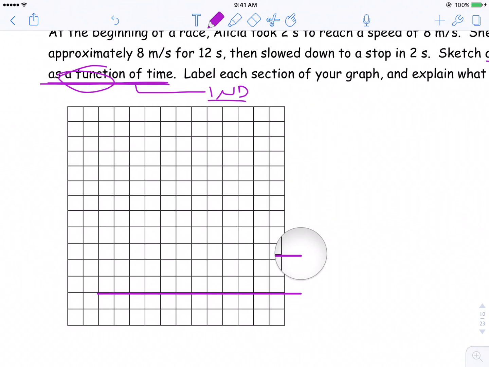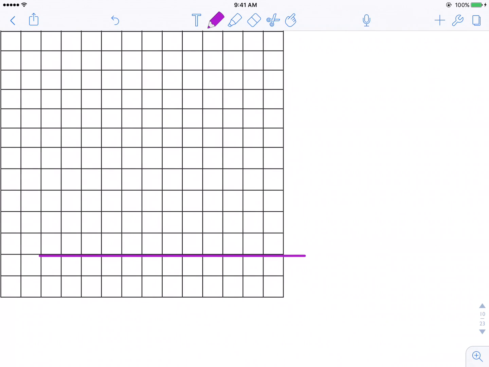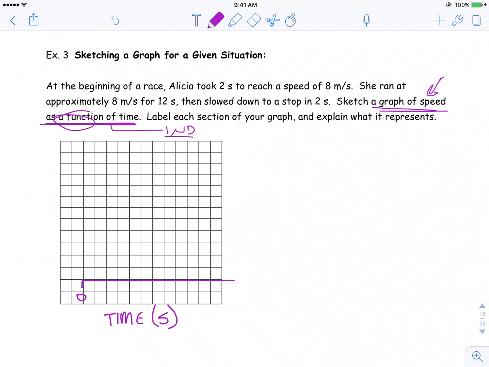So just to sketch a graph, I'm going to put my 0, 0 point here, because I can draw nice straight lines now. There's that axis. This is going to be my time, so I label it time. What are my units? It's in seconds. What does my scale need to go from? Well, it needs to go from 0 up to a total of, how long does she actually run? She needed 2 seconds to get to speed. She ran for another 12 seconds, and then she stopped in 2 seconds. So we need to go from 0 to at least 14.